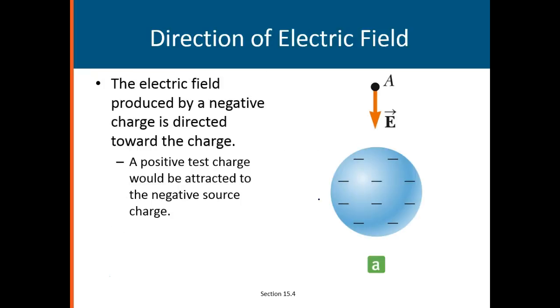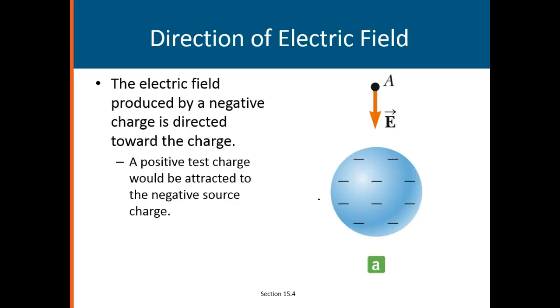Now, direction of the field. Electric field produced by a negative charge is always pointing toward the charge. Always, from every dimension, pointing to the charge. Small test charge would be attracted to that negative source charge. If that were a positive source charge, that small positive charge would always be pointing away. So, at any point there, they picked A, but anyone else, any point here, that field would be there. Any point here, the field would be there. Any here, the field would be there.